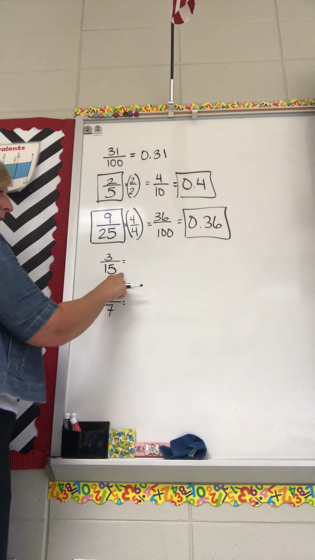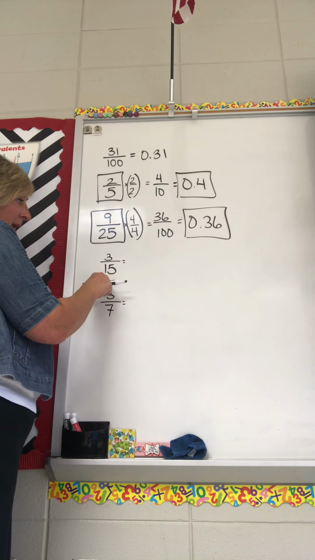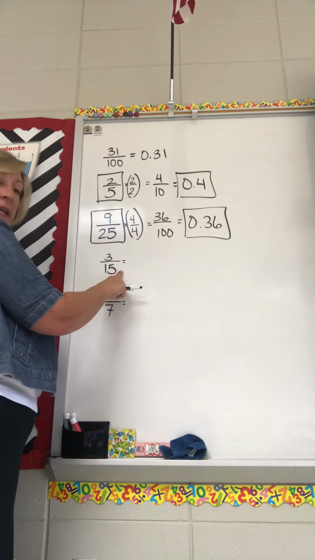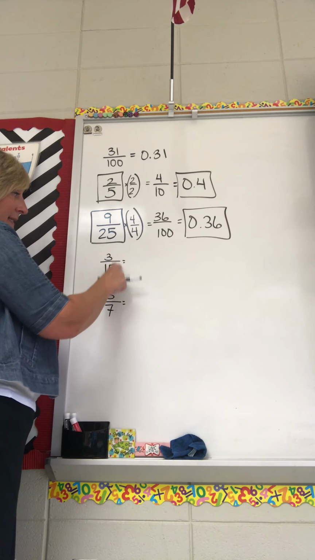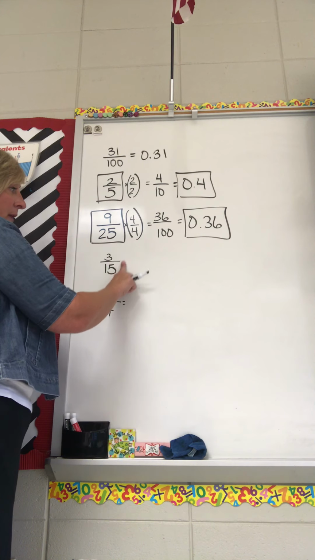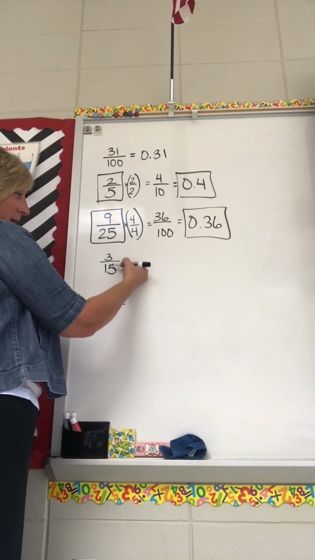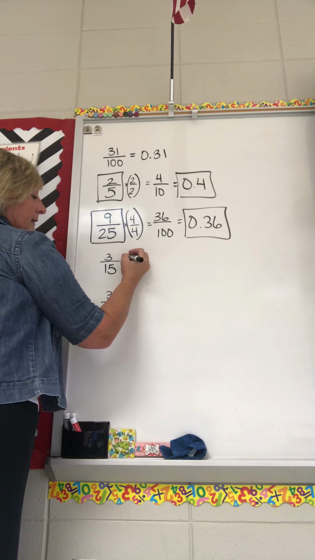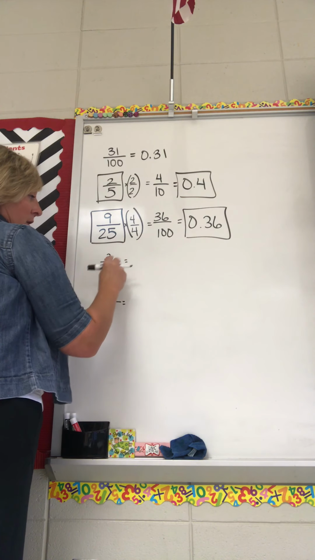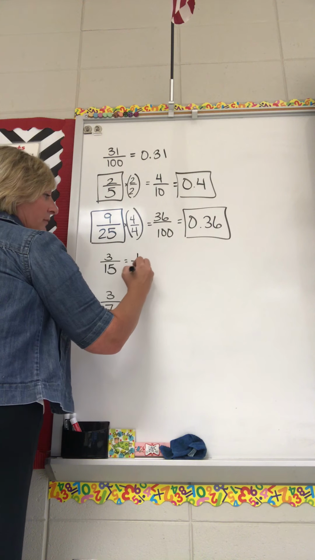On this one, I can't think of anything off the top of my head that will let me get my denominator to be 10 or 100. However, I can see that I could simplify this one down. So if I simplified this down, 3 goes into both of these. So I would divide both by 3, and this would be the same thing as 1/5.